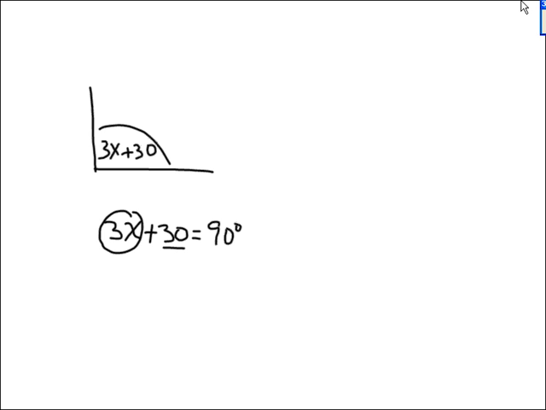Some number plus 30 is 90. That number is 60 degrees. 60 degrees plus 30 degrees is 90. You can do that. 3 times what is 60? 20. x must be 20 degrees. And that problem is done.